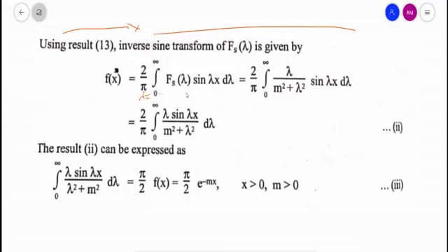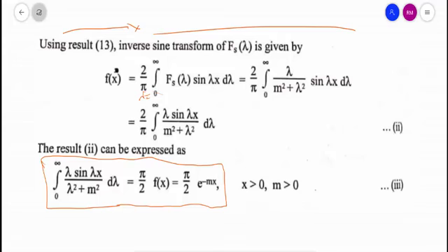So we get the required equation. This is what we required in the problem. We have to prove the value of this integration is pi by 2 e raised to minus mx. So this is the solution of the first problem. Now we will move towards the next part.